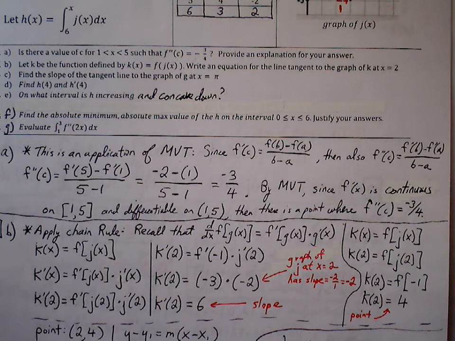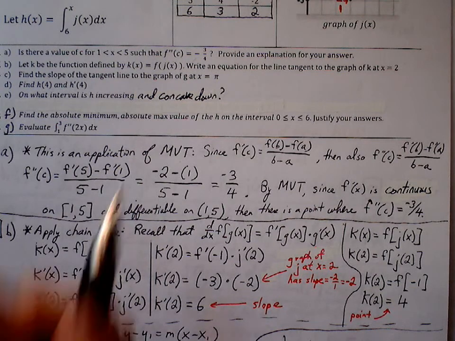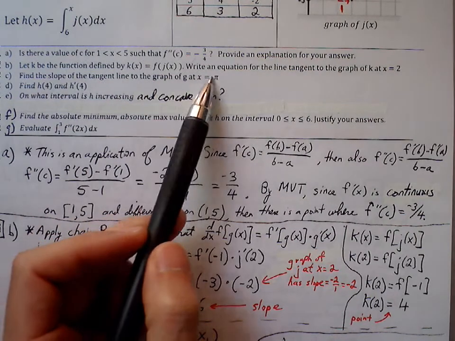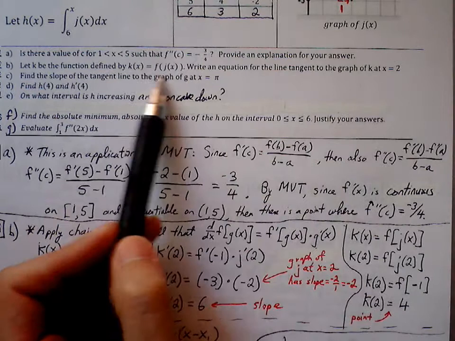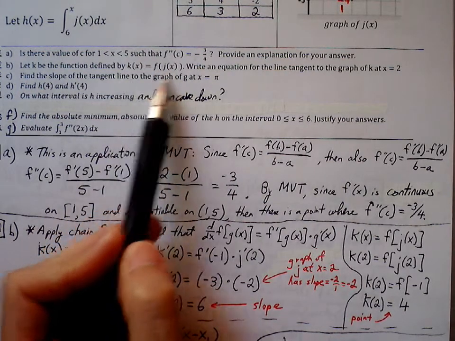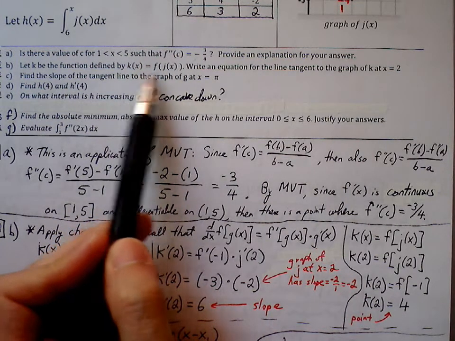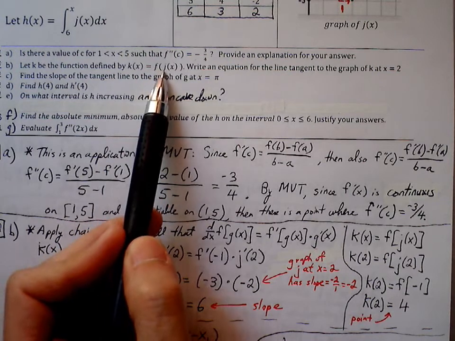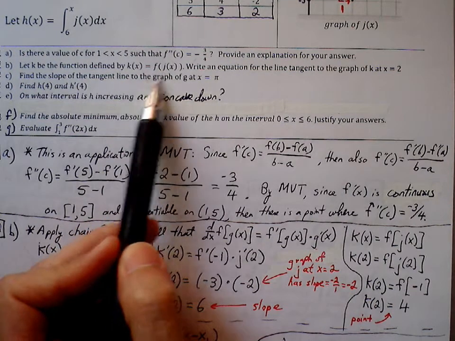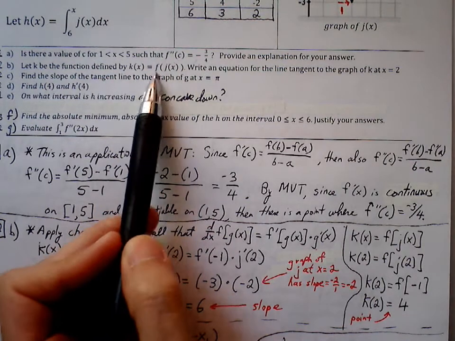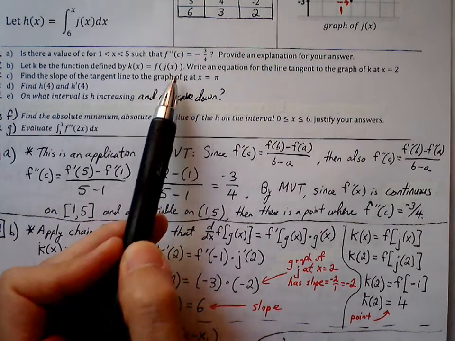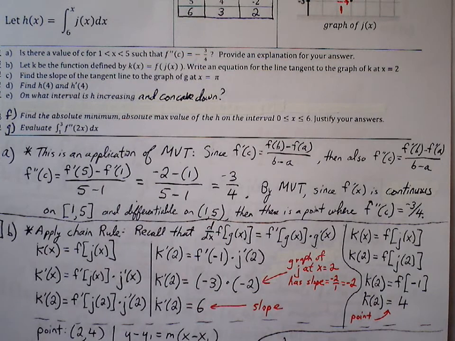Okay. Part B, let k be the function defined by k of x equals f of j of x. Write an equation for the line tangent to the graph of k at x equals 2. So if we want to find the tangent line equation, we first have to find order pair and we have to find slope. I'm going to see if I can get to the slope information first. So if I want to find the slope, I need to find the derivative. To find the derivative, we need to recognize this as a function within a function. We have to rely on chain rule to help us arrive at the derivative.